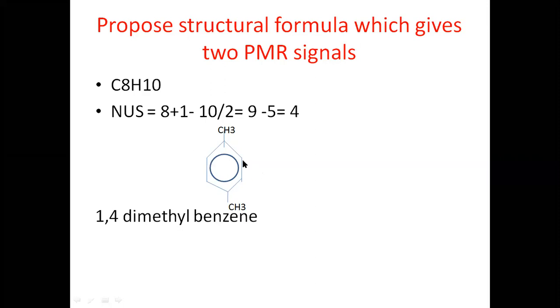And there are 4 hydrogen atoms, all of one type. So two signals will be obtained. The 4 hydrogens are of one type. This will also be a singlet: a singlet having 4 hydrogen atoms and a singlet having 6 hydrogen atoms. Now let us proceed further.